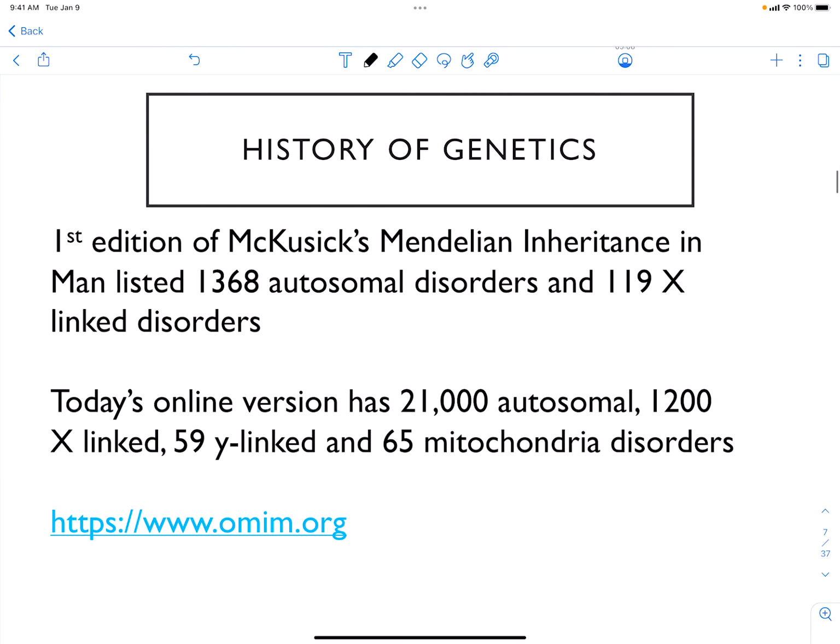So if you think about the history of genetics, the first edition of the Mendelian Inheritance in Man, which was published in 1968, listed 1,368 autosomal disorders, and about 119 X-linked disorders. And today we have 21,000 autosomal disorders and over 1,000 X-linked. There are also some Y-linked disorders, though a bit more rare, and mitochondrial disorders, which have maternal inheritance patterns, and those are also very rare.